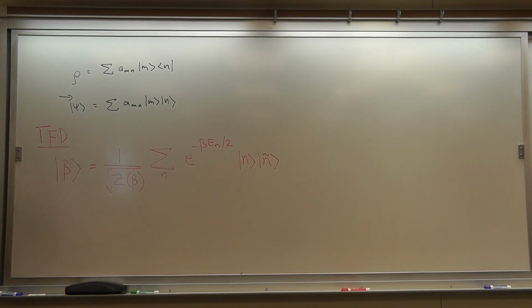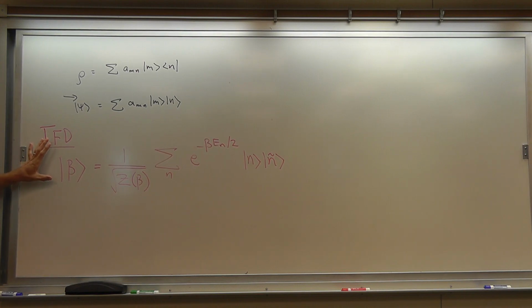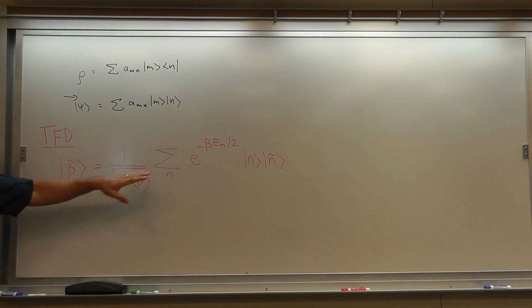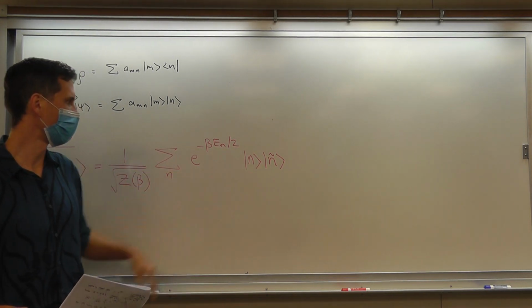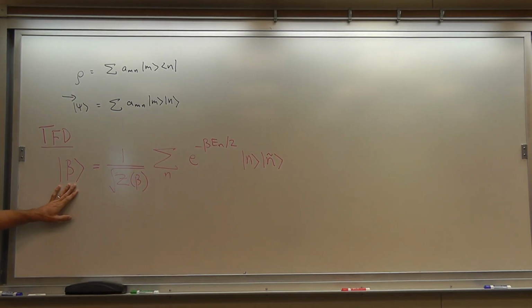Okay, so last time we discussed the thermofield double. The thermofield double is defined to be this state. If we're interested in the thermal density matrix on a Hilbert space H, the thermofield double is a purification of that density matrix where we double the Hilbert space, and now we talk about the pure state beta in the doubled Hilbert space.